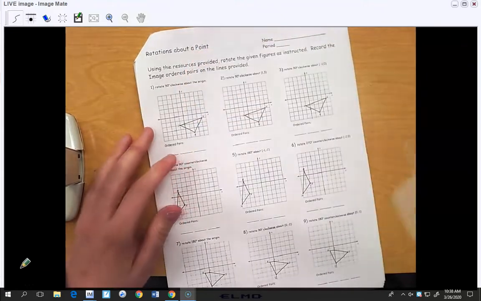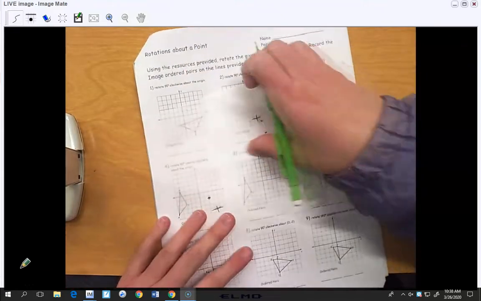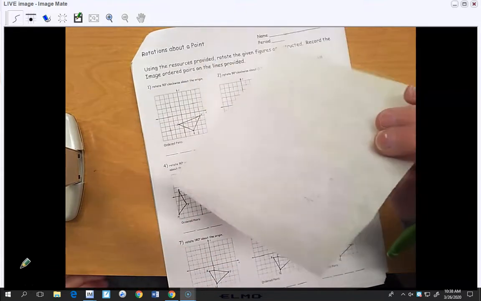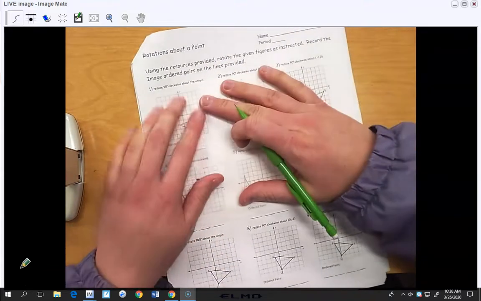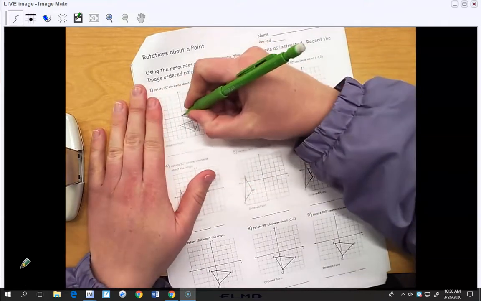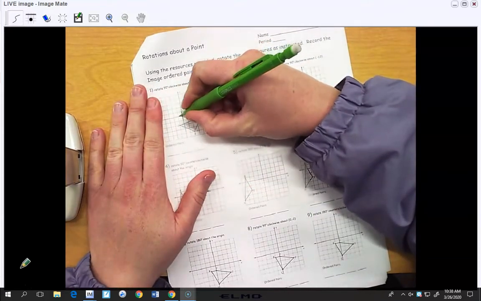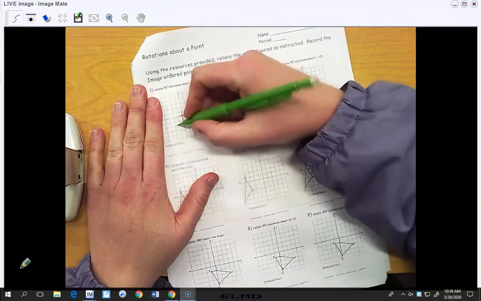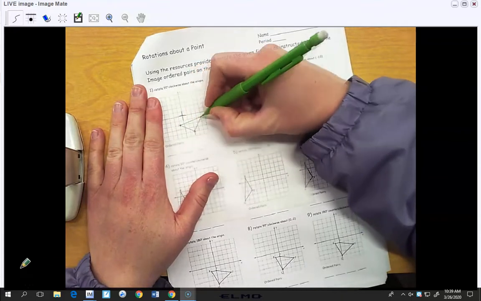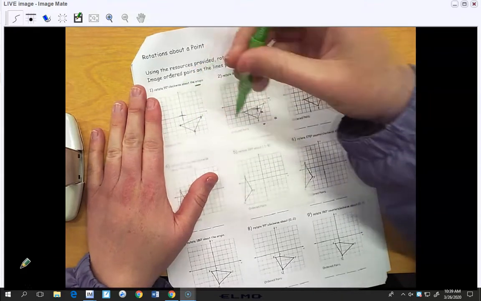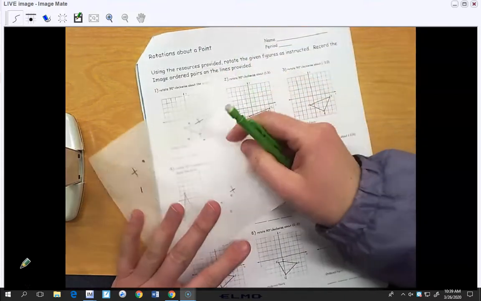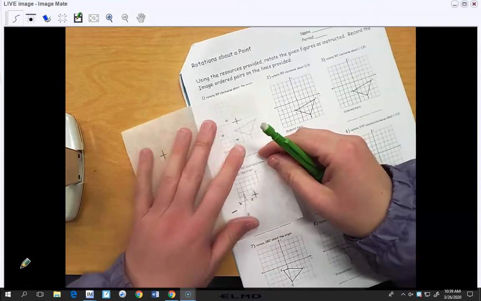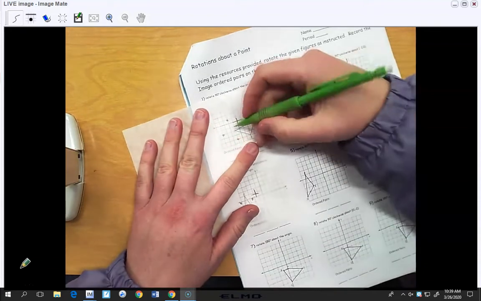For rotations about the origin, I'm going to start, and I'm using patty paper again. If you don't have access to patty paper, see the separate video on what you can use instead of patty paper. You're going to start by marking the origin, that's the center. You mark the 3 points, or however many points you have. 90 degrees clockwise would be one turn this way. Line up the T with the center.